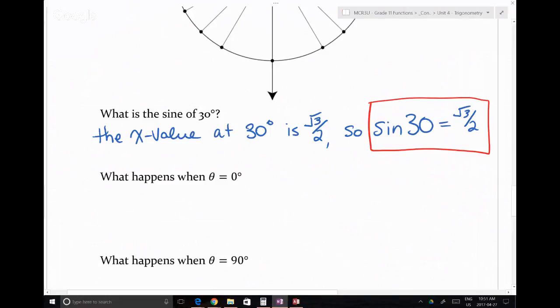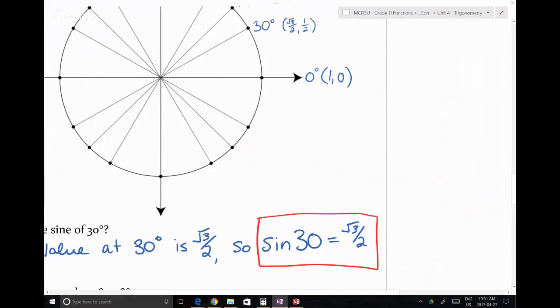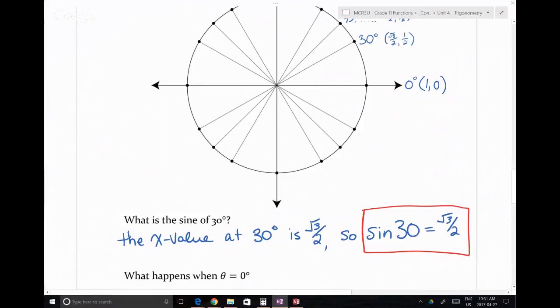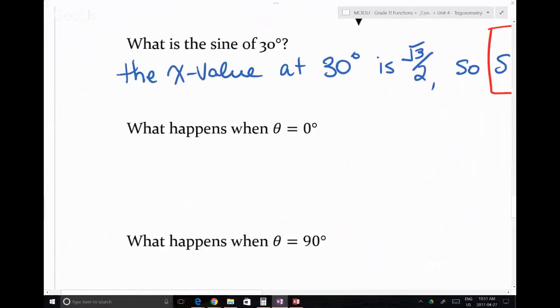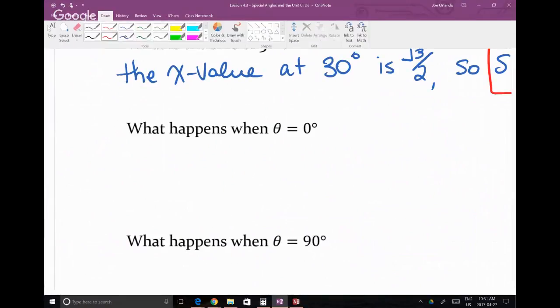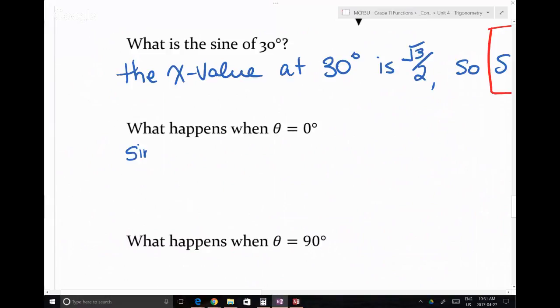All right, what happens when theta is 0? What about this point? Well, that's okay. That's allowed. Remember that the sine of theta is just its y value. The cos of theta is just its x value. So let's take a look.